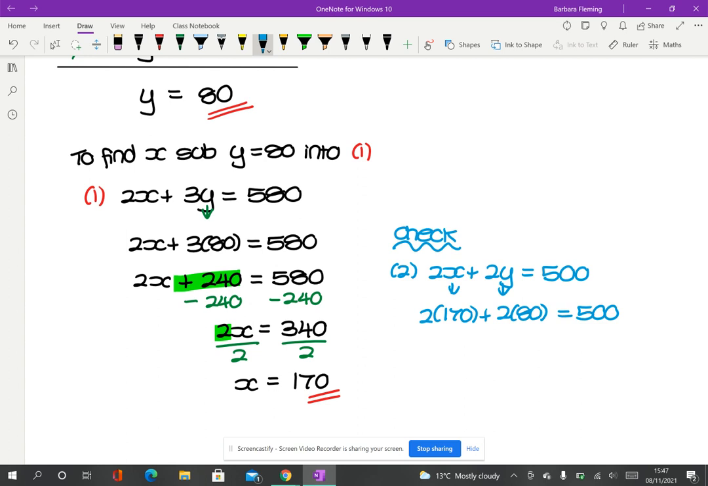And if you're using your calculator, you can do that. So 2 times by 170 is 340. 2 times by 80 is 160. And if we add those two together, 340 plus 160 gives us 500. And that means we know we're definitely right. 500 does equal 500.